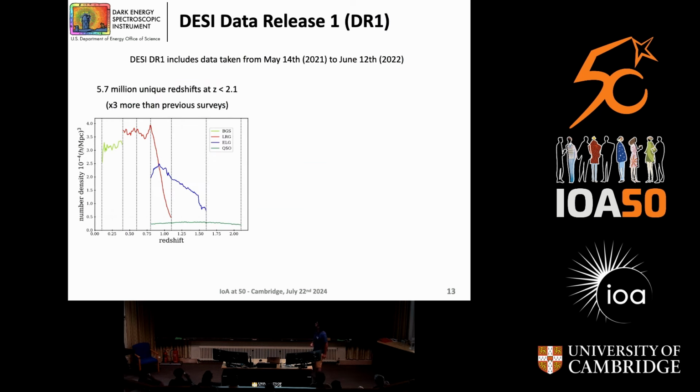So here you have results from the DESI data release 1. This is the first year of DESI observations. It included the data taken from May 2021 to June 2022. And you can see here the number density of the different galaxy tracers: bright galaxy survey, bright galaxies, luminous red galaxies, ELGs, and quasars. And already with only the first year of data, it's 3 times more than all of BOSS, eBOSS, and of course 2dF and previous surveys all combined. So I think that's quite impressive.